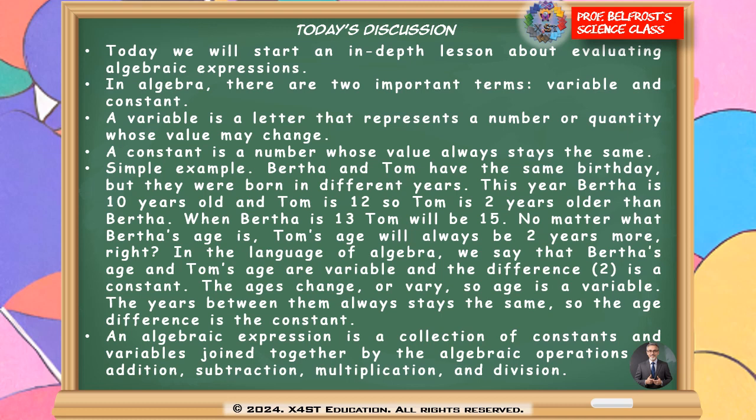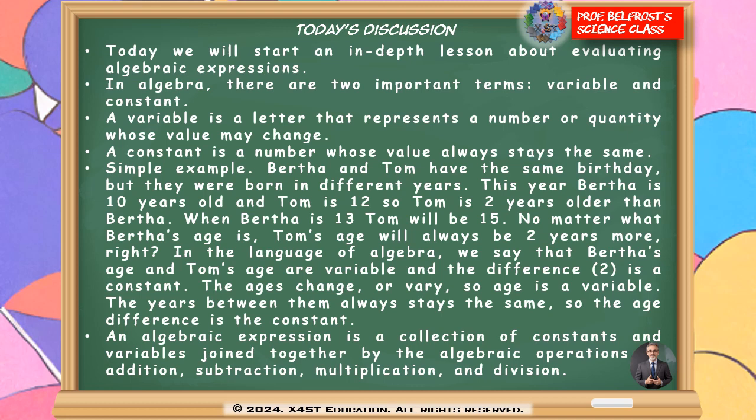In the language of algebra, we say that Bertha's age and Tom's age are variables, and the difference, which is 2, is a constant. The age changes and varies, so age is a variable. The years between them always stay the same, so the age difference is the constant. So I've done explaining variable and constant. I think that is the most important one.